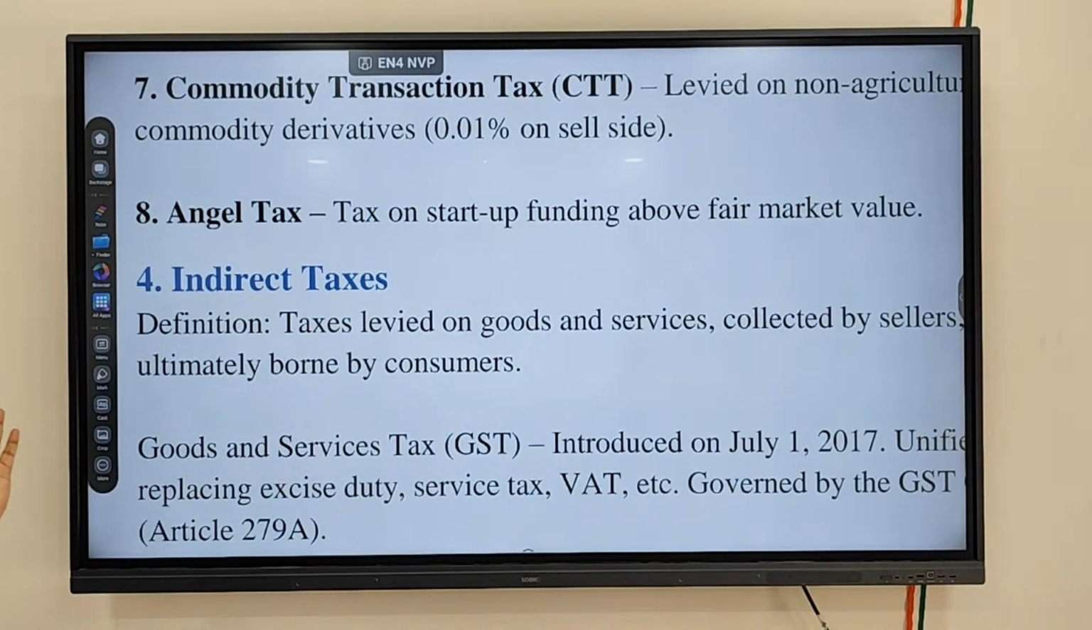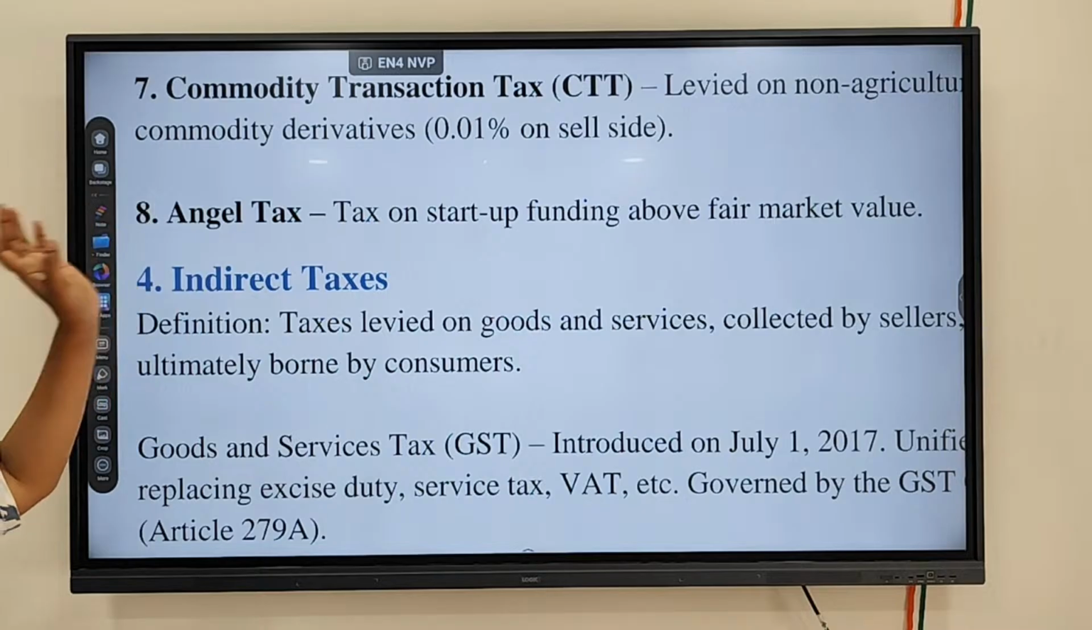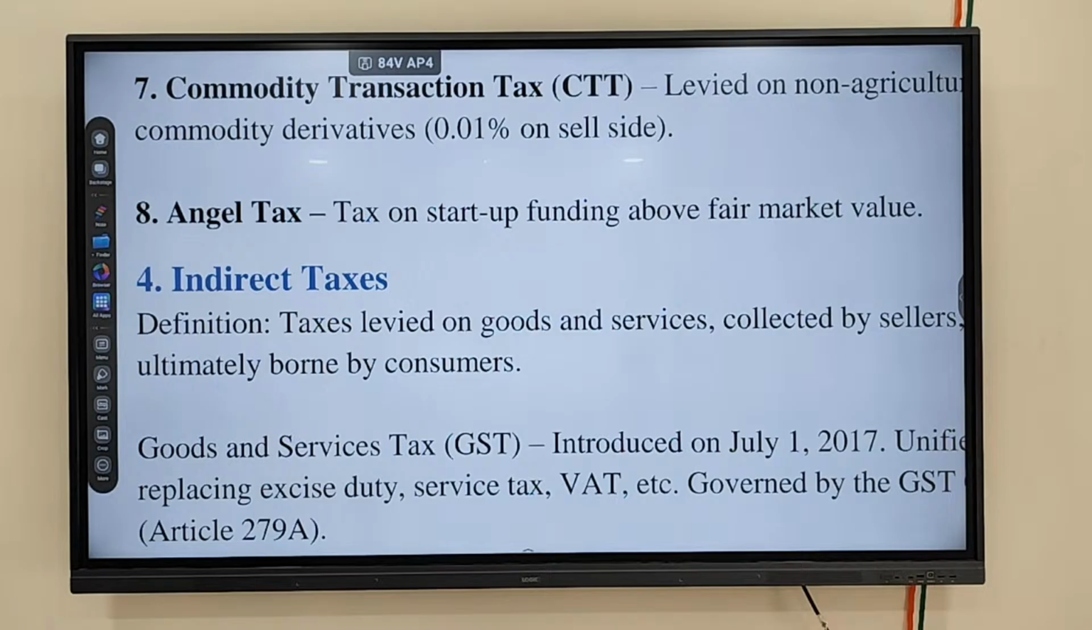This was introduced in 2019. Okay, 2019. Just write down, I will dictate. It was introduced in 2019. Full stop.